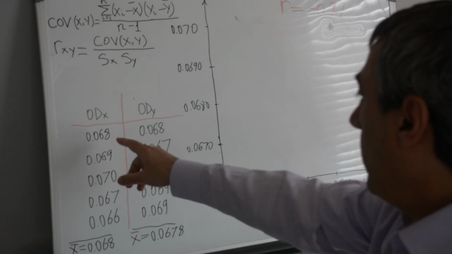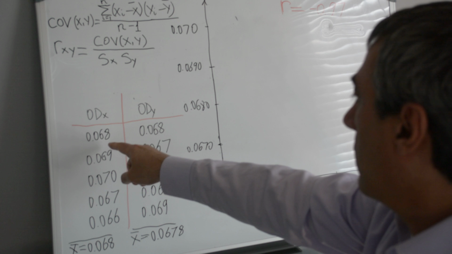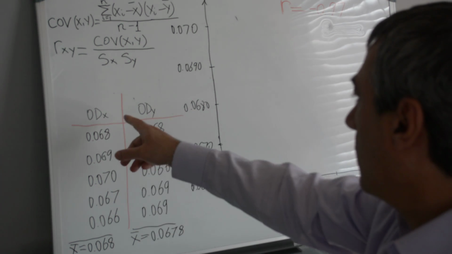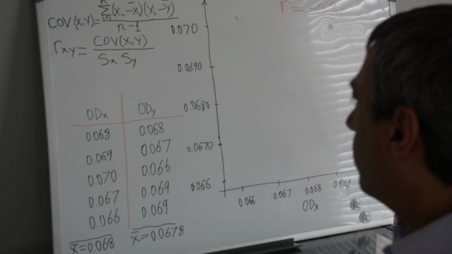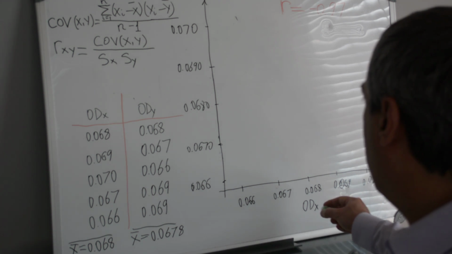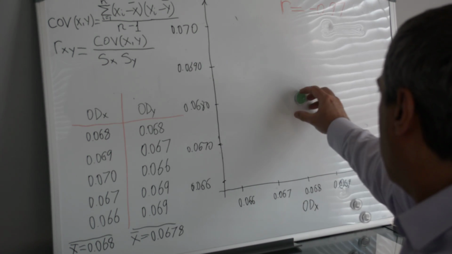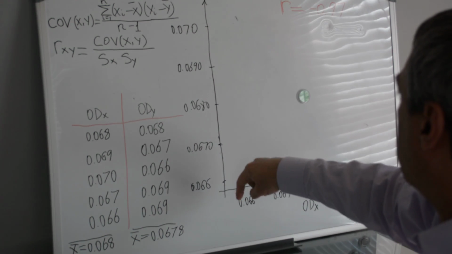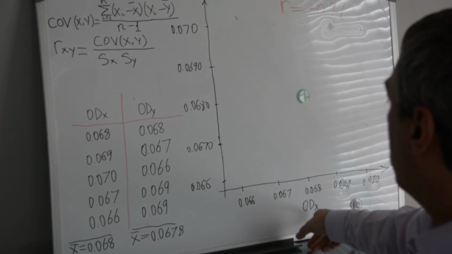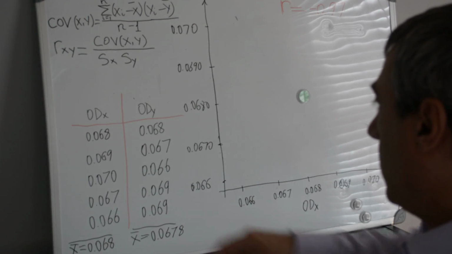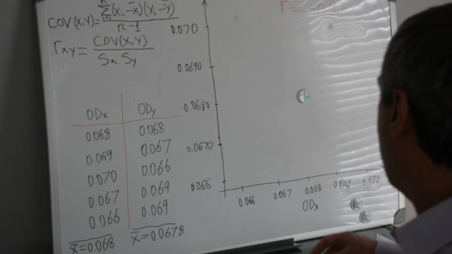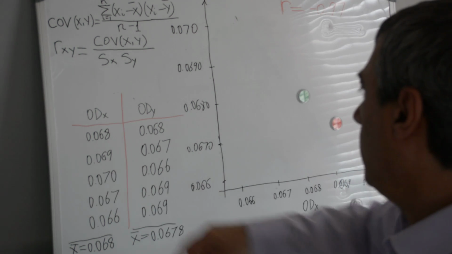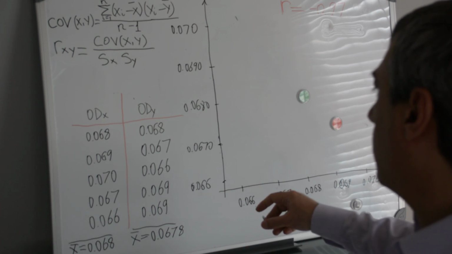Okay. So for point number 1 we received 68 thousandths of inch in x direction and 68 thousandths of inch in y direction. Let's do some plotting here. So it will be data point over here. This is the x axis, and this is y axis, which represent OD in x direction and OD in y direction. Okay, 69 in x, 67 in y. Okay. 70 in x and 66 in y.